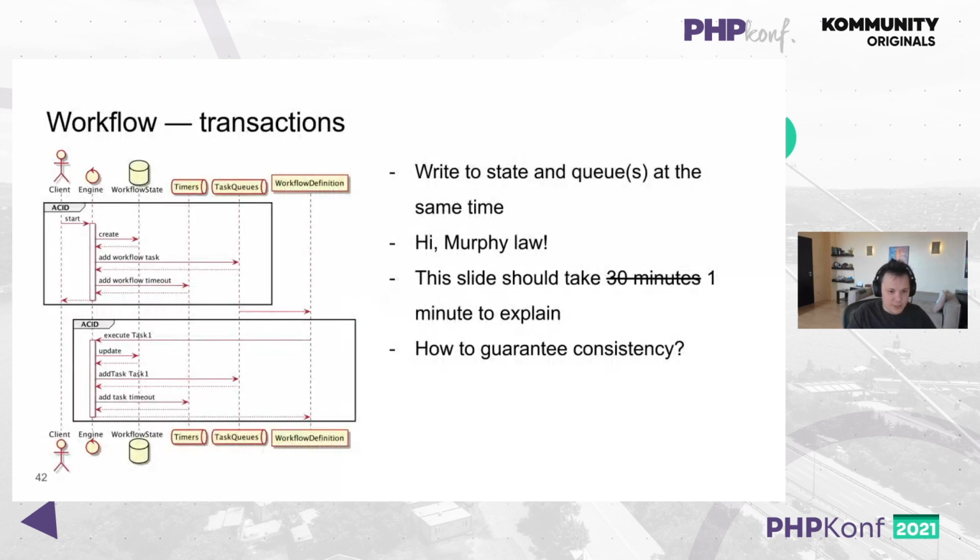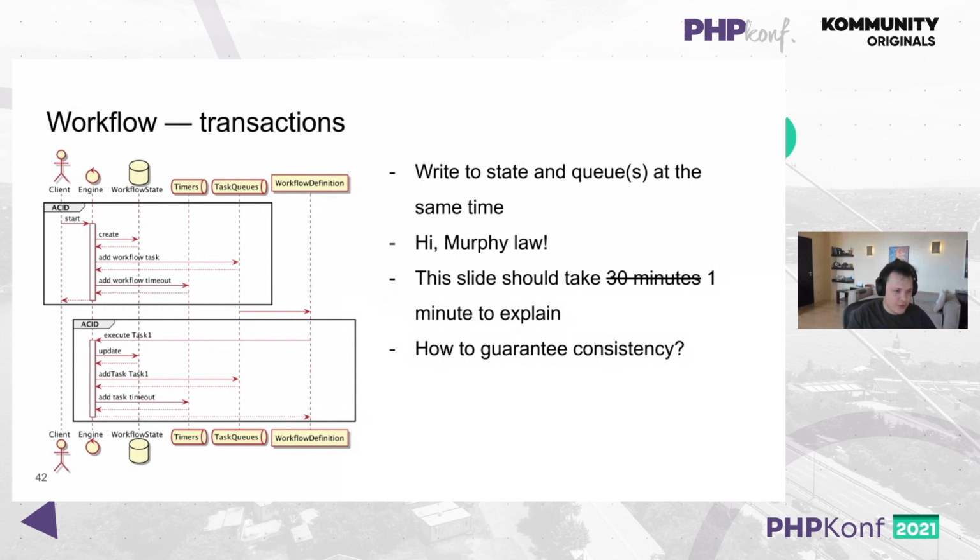Well, the problem number one is that it should take me 30 minutes to describe this slide, but I'm only going to spend 1 or 2. The problem you have is to actually keep consistency in engines like that, because Murphy's law on a scale is going to play a very bad trick on you. Because you have to register data in multiple places, in the database and queues, you have to make sure that all of this data registration can be done consistently within a single transaction.